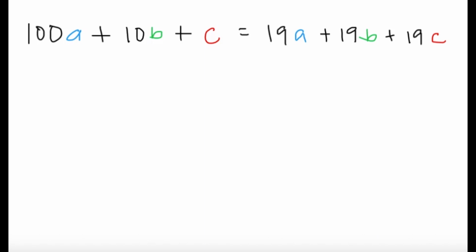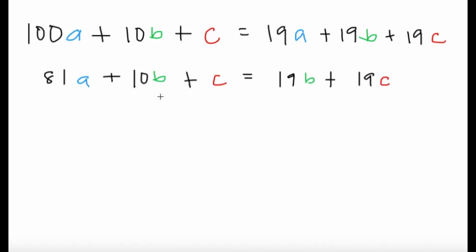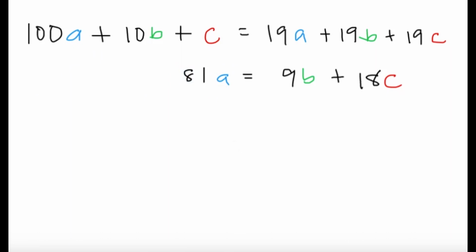Now here, we can simplify because we have A's, B's, and C's on both sides. For example, for the A's, the 100A and the 19A, we can subtract 19A from both sides to eliminate A on one side. Subtracting 19A from both sides, we end up with 81A, and then we just copy the rest. We can do the same for B and C. So after subtracting 19A on both sides, we can work on the B's. We can subtract 10B plus C from both sides, and we simply end up with the equation 81A equals 9B plus 18C. It's a simpler equation to work with, and we can simplify a little more. We can divide both sides by 9, and we're simply going to work with 9A equals B plus 2C.